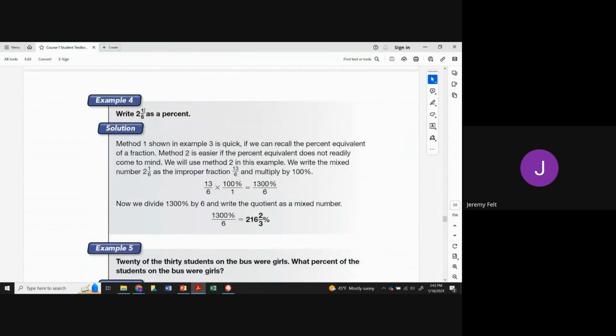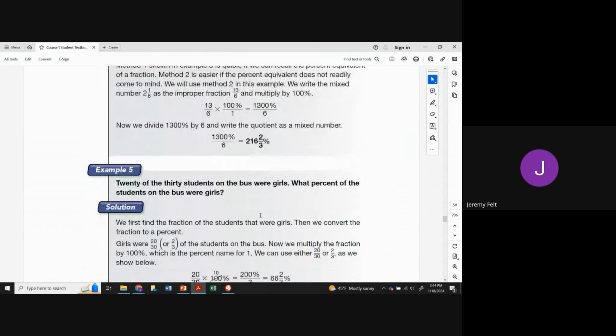Okay, 2 1/6, that's another one of our repeating decimals. We get 13/6, and we make it an improper fraction multiplied by 100. 1300 divided by 6. 6 goes into 1300, 216 times with 4 left over, and 4 left over being divided by 6 reduces down to 2/3.